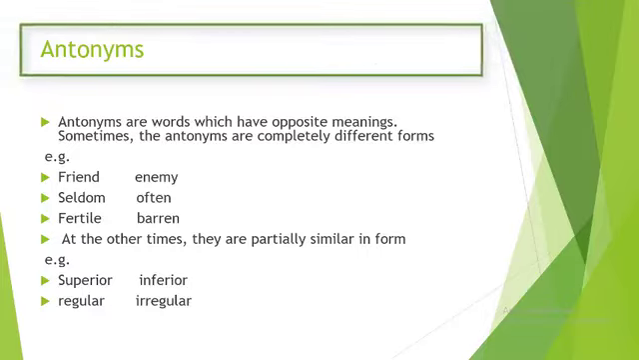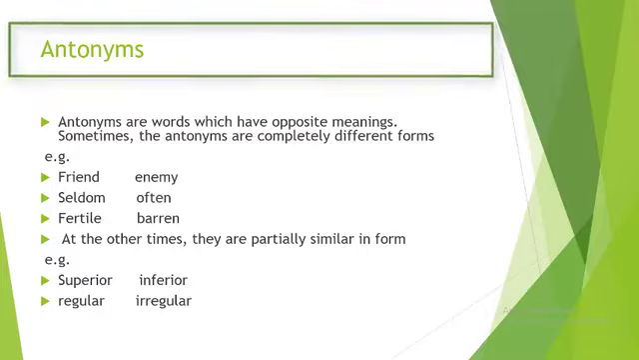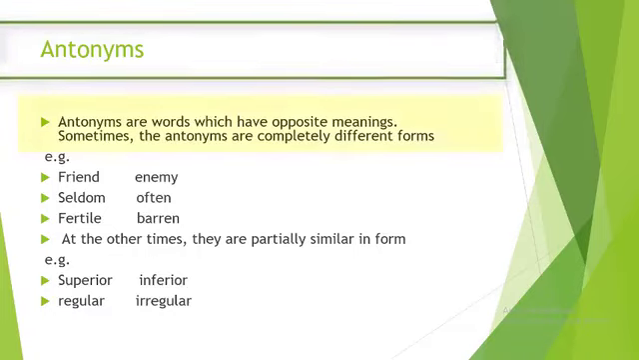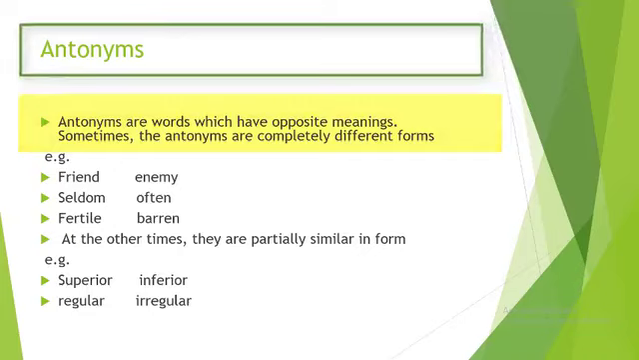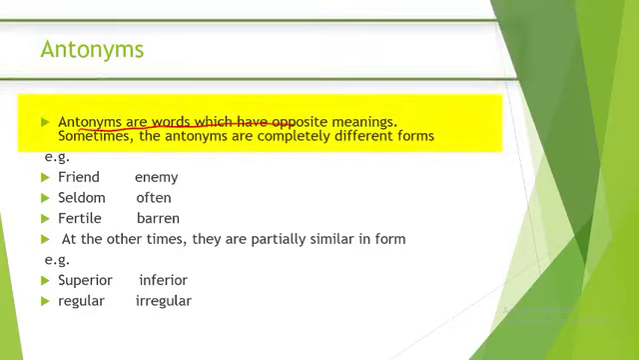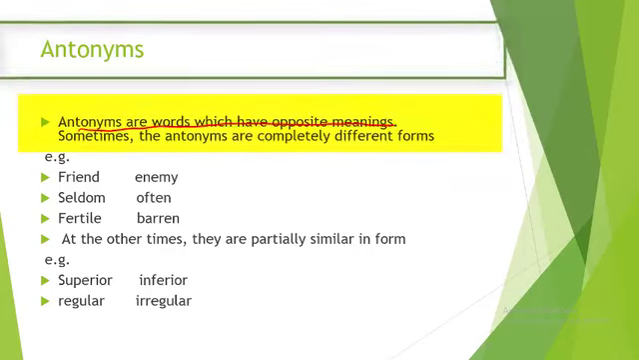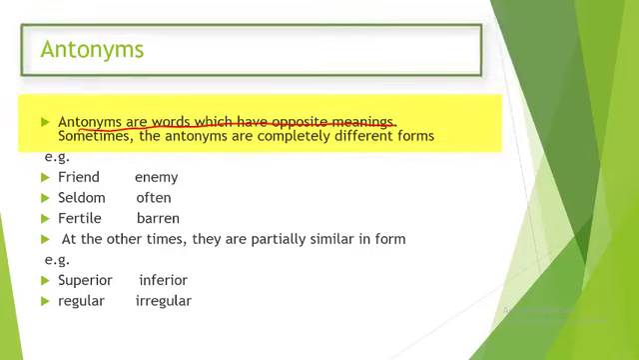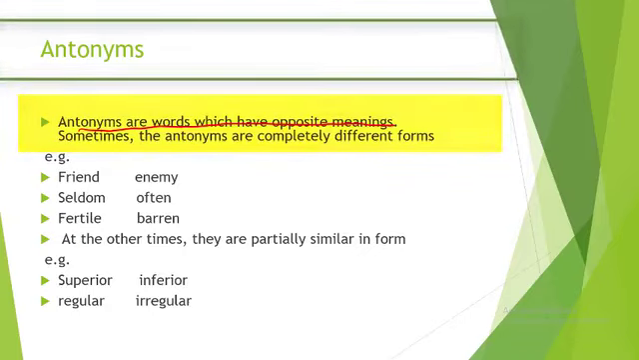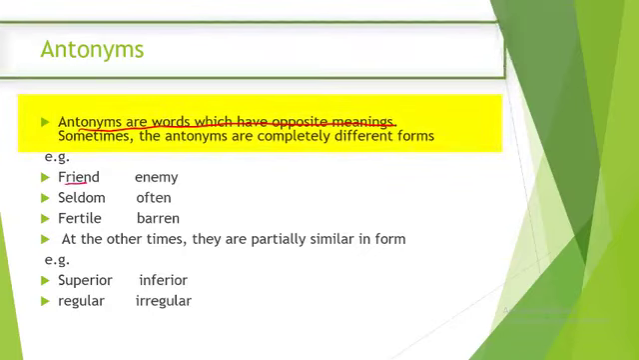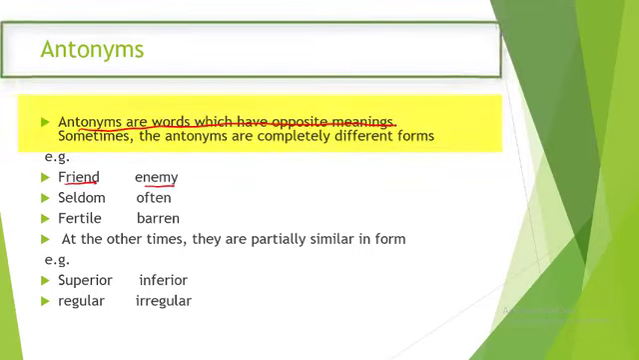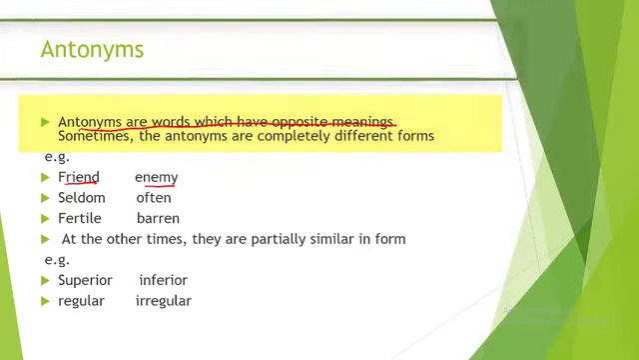So we move on to the last segment today, and that is on antonyms. What are antonyms? Antonyms are words which have opposite meanings. Or they are opposite in meaning to the given word. For instance, friend is the given word. Enemy is the antonym or the opposite of friend.